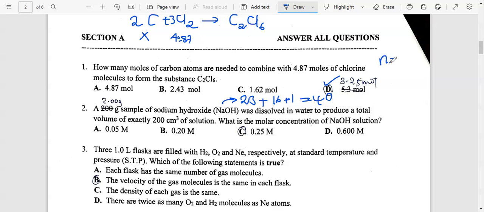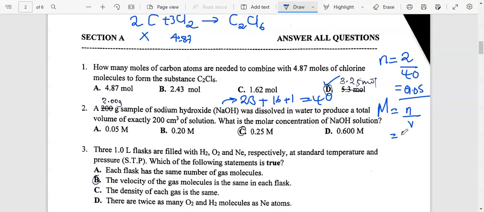So the number of moles of sodium hydroxide is mass over molar mass. The mass is 2 grams. The molar mass is 40. So 2 divided by 40 gives us 0.05 moles. All right, so we have found the moles, but we want the molar concentration. Molarity is given by number of moles over volume.